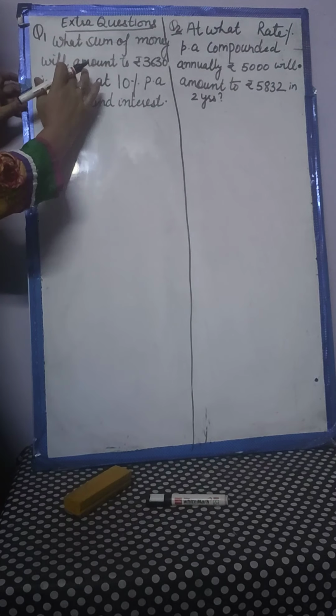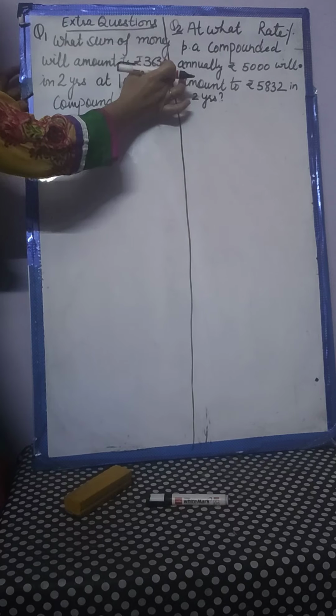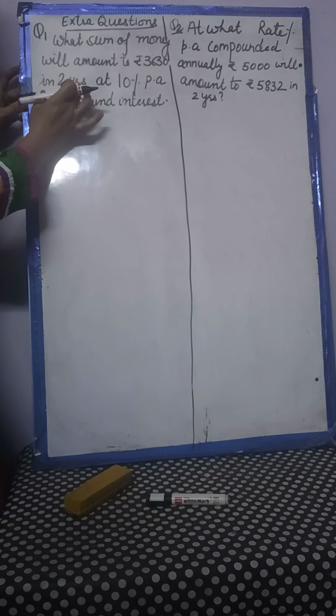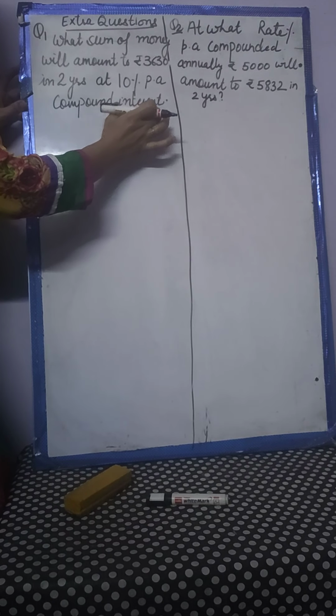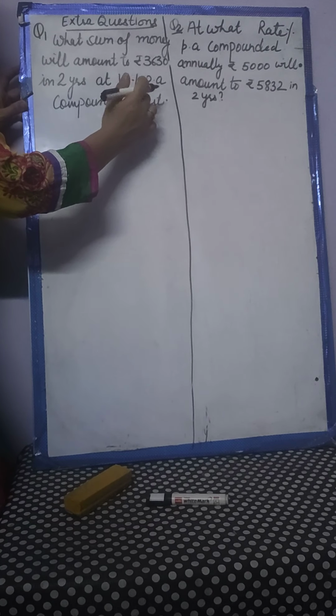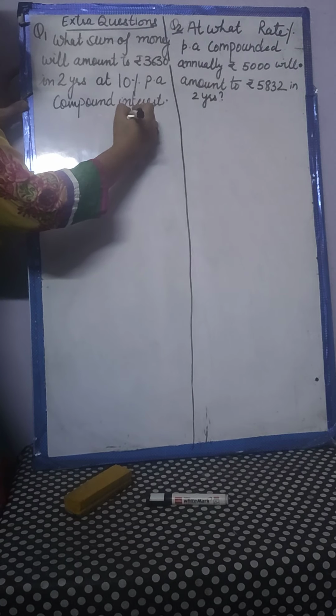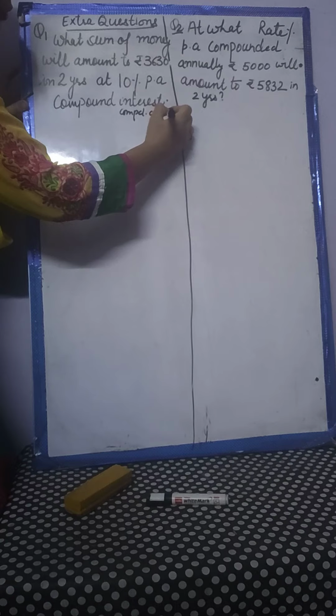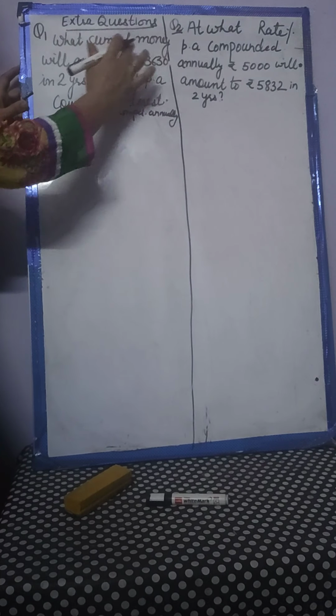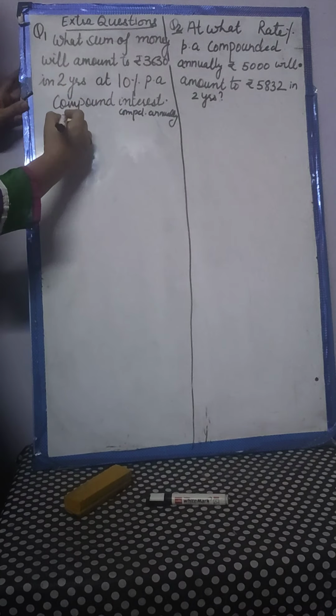What sum of money will amount to rupees 3630 in 2 years at 10% per annum compound interest compounded annually? Now we have to find the principal. The sum is to be found.